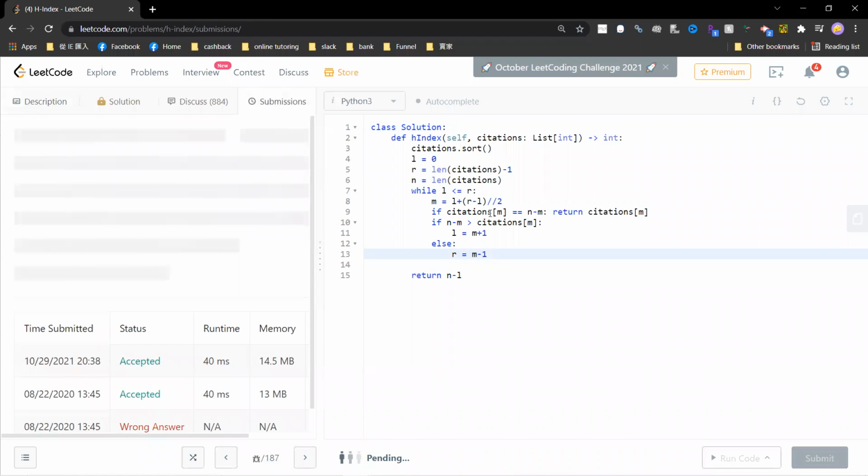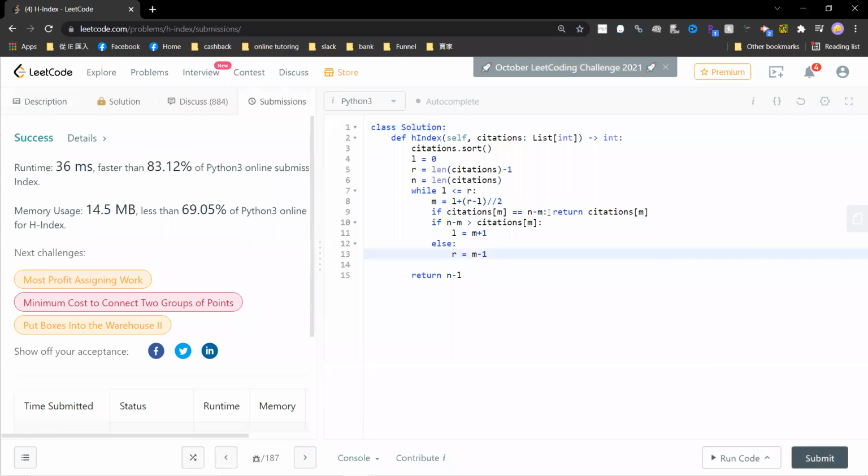Basically, the key lies in this equation: citation m equals n minus m. Okay, so see you guys in the next video.